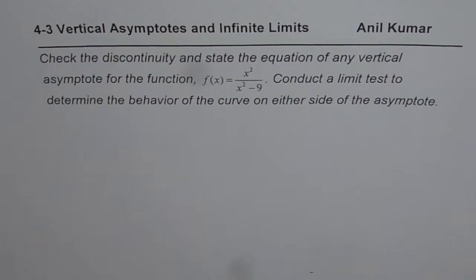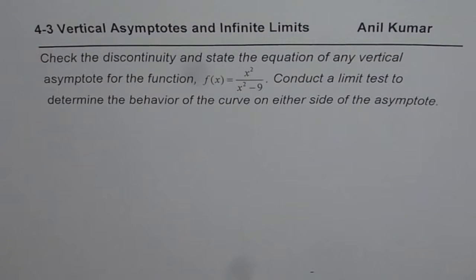I'm Anil Kumar, and in this set of videos, we are going to understand the behavior of the function near the asymptotes. In this example, we'll consider vertical asymptotes and infinite limits. The question is: check the discontinuity and state the equation of any vertical asymptote for the function f of x equals x squared divided by x squared minus 9. Conduct a limit test to determine the behavior of the curve on either side of the asymptote.